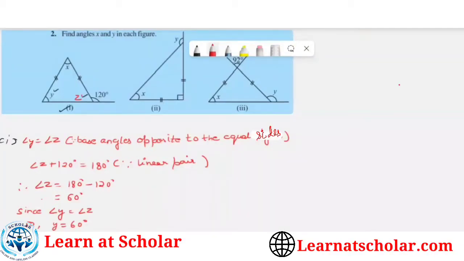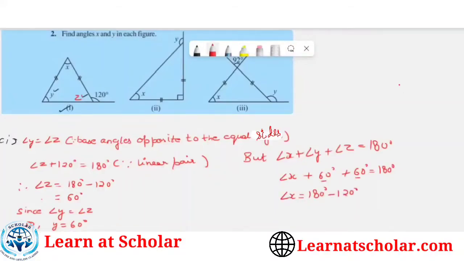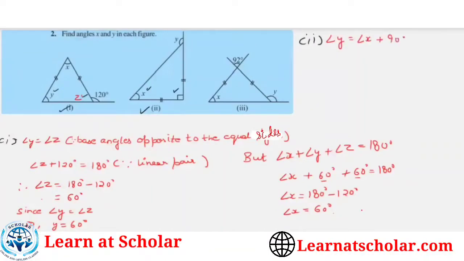Now we have to find the value of x. What should we do? Yes, we will use the angle sum property. x plus y plus z is equal to 180 degrees. Using this property, we will find the value of x. The value of x is 60 degrees. So all the angles are 60 degrees. That means the triangle is an equilateral triangle. Two sides were equal. Now the three angles are equal. That means the third side is also equal.